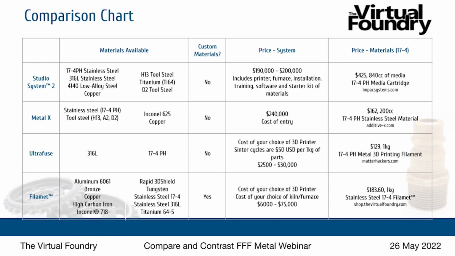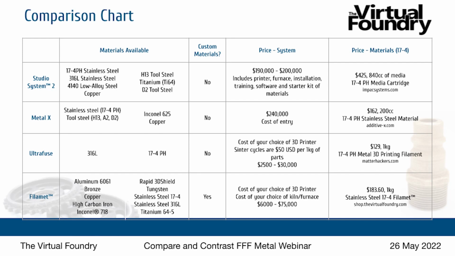For the Desktop Metal Studio System 2, your initial investment is going to be $190,000 to $200,000. These numbers are all USD. That's going to include the printer, furnace, installation, training, software, and a starter kit of materials. So we're in a similar range here with the Metal X, $240,000 cost of entry.